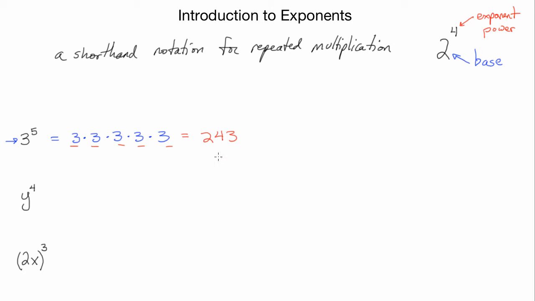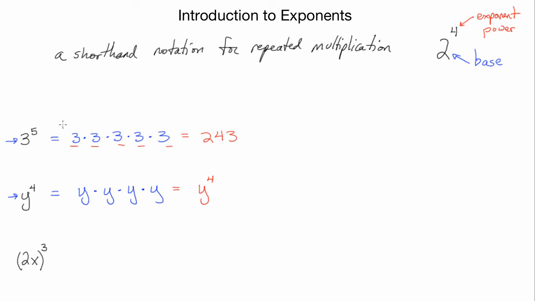Okay, let's take a look at another example here. Let's get a little bit algebraic. Here I have a variable to the 4th power. So y to the 4th power, well, that's the same as y times y times y times y. There's 4 y's all multiplied. Now I can't calculate it because I don't know what y is, but I can put it back into y to the 4th power.